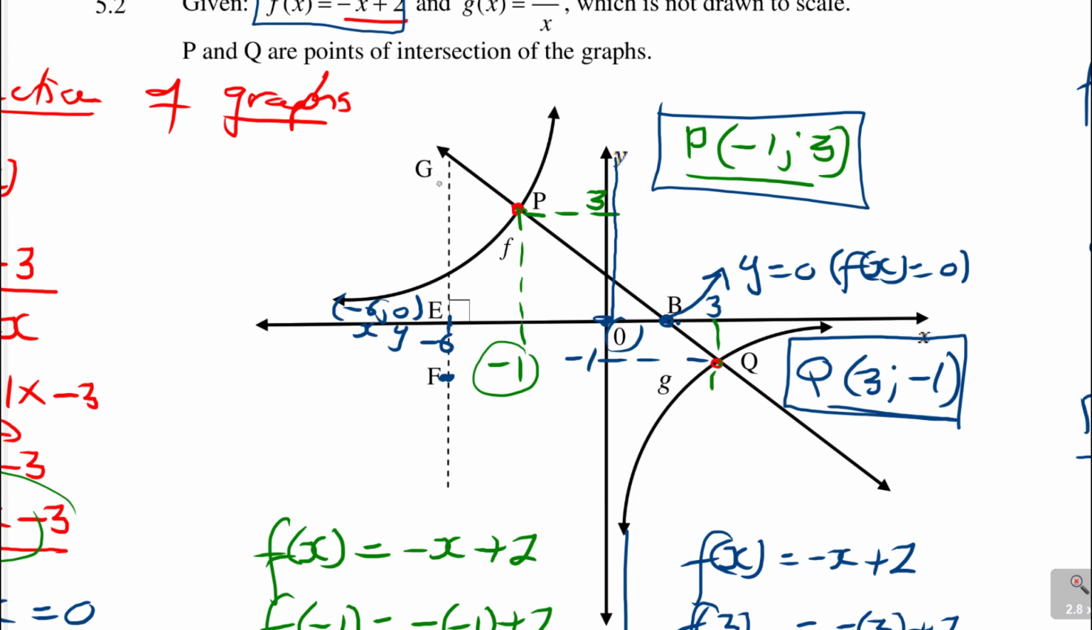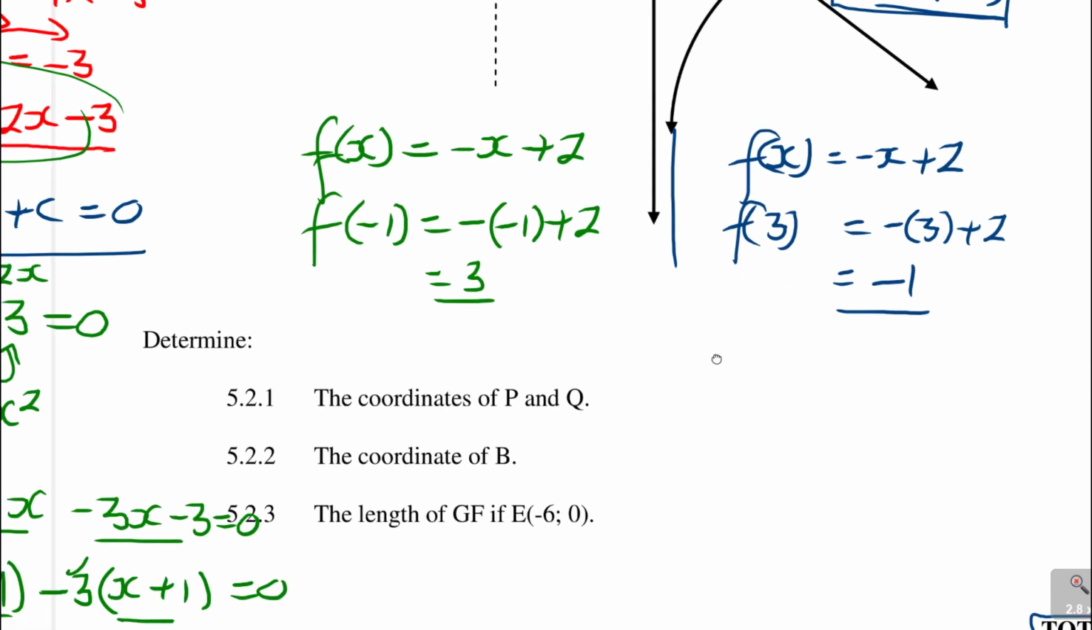G, I hope G is starting there, and F is somewhere there. So now they want the what? They want the length. I think I'm right. The length of GF if E is (-6, 0).